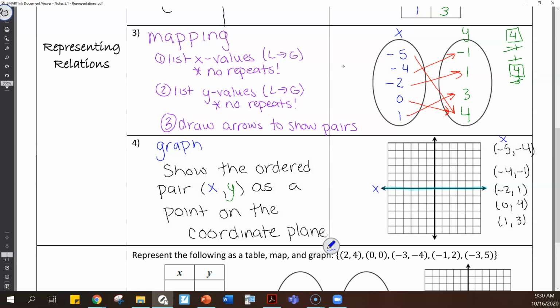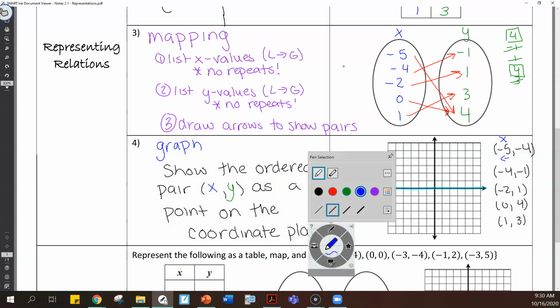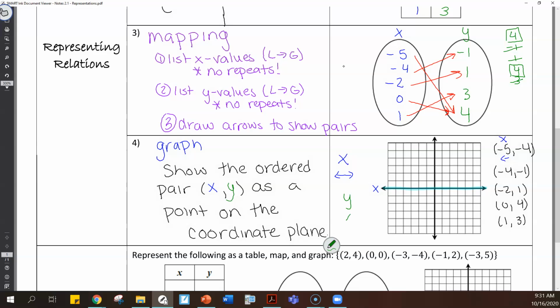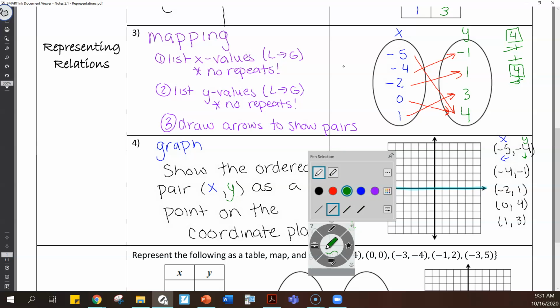So when I have -5 as an ordered pair, remember that my x value tells me to move left or right. I go to the right if my x is positive. I go to the left if my x is negative. So I'm going to start with -5. I'm going to go to the left 5 from my origin. And then my y value tells me to move up or down. Again, if it's positive, I'm going to go up. If it's negative, I'm going to go down. So when I have a y value of -4, it tells me to move down 4.